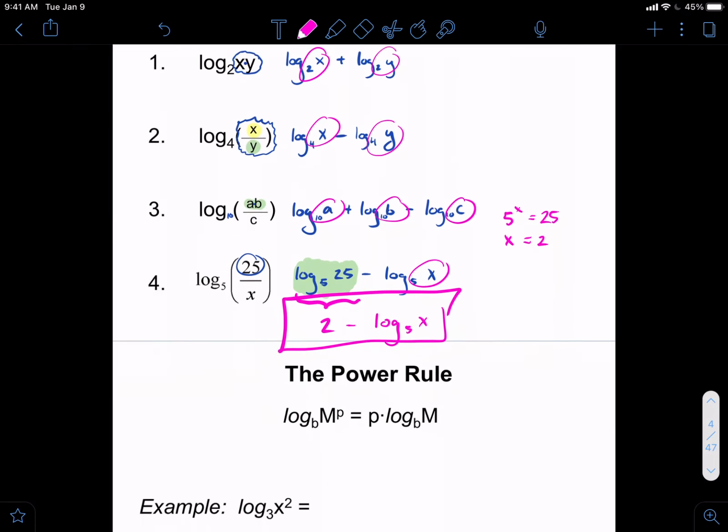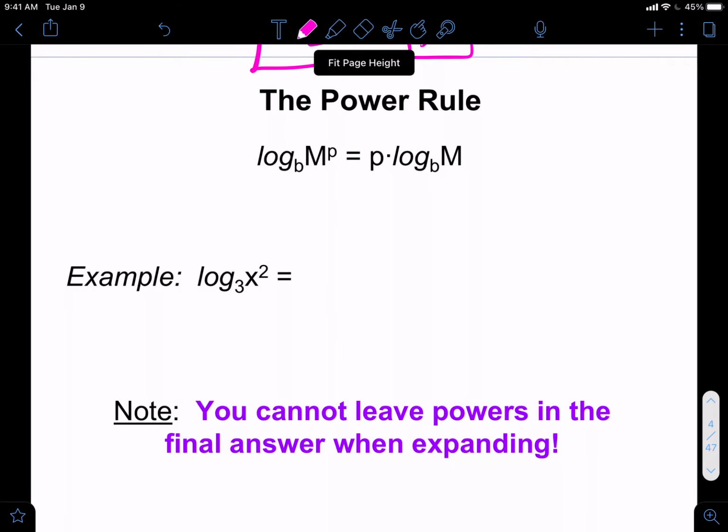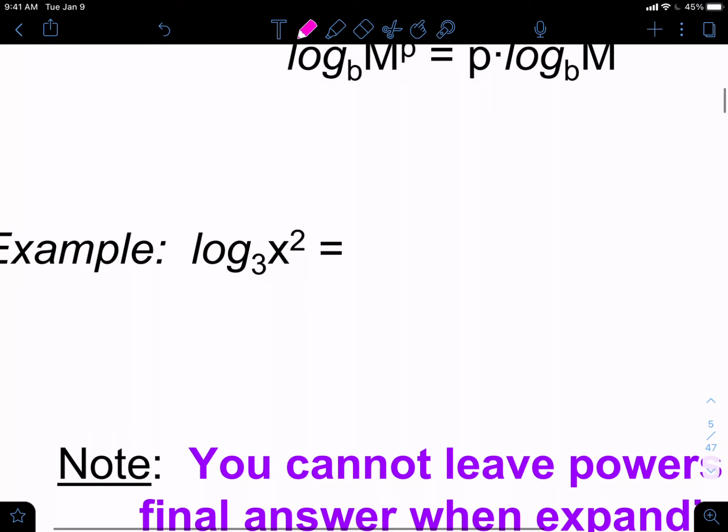Last rule we're going to discuss today is what we call the power rule. Now, the power rule is something that's very important and it often gets used a lot. It's sometimes easiest to see when we actually look at an example, so let's just hop right into it. When we are trying to take the log of a number, and that expression has an exponent on there, the way that you deal with that exponent is by pulling it down in front of the whole thing and multiplying your log by it.